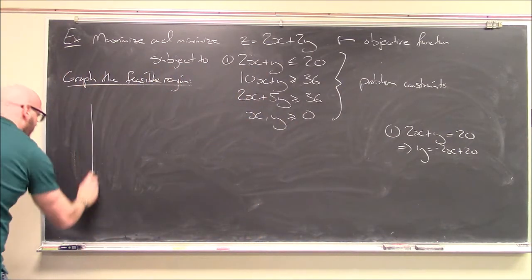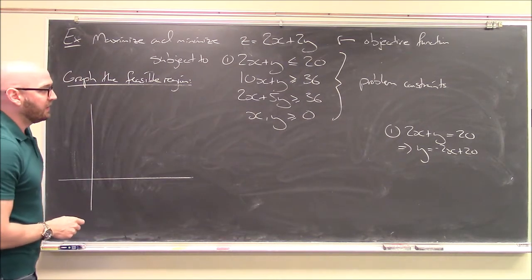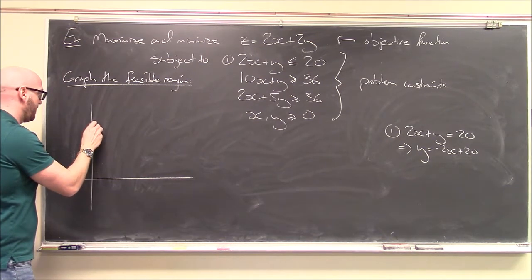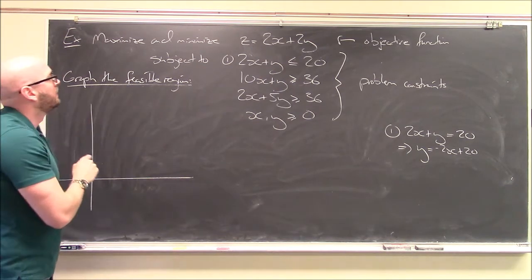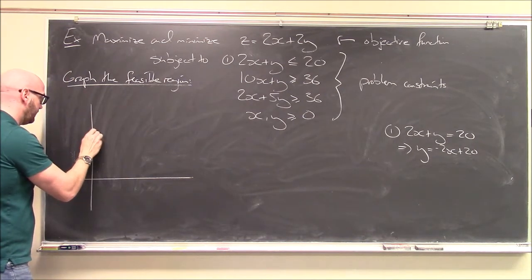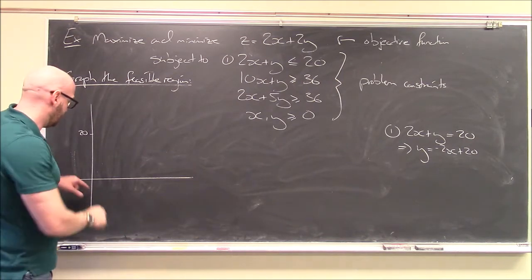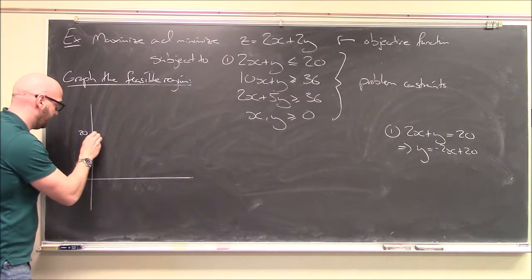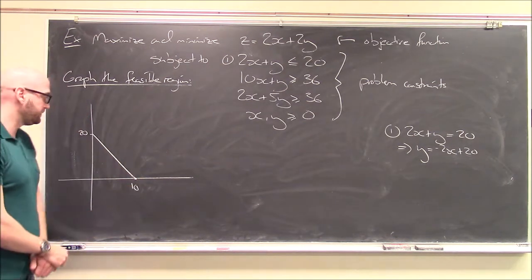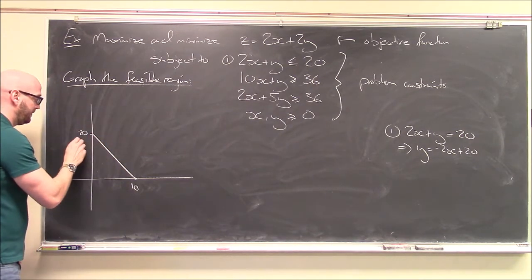Alright, so what is that? That's a line with slope -2 and y-intercept of 20. Sorry, I'm just looking at these other lines really quickly. Okay, so I'll put 20 right here. And it has slope -2, so y is 0 and x is 10. So I'll just undraw this portion of it. There we go. So this is line number 1.